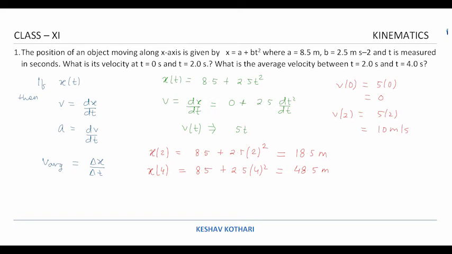So now the question is asking us to calculate average velocity, and if we write average value of velocity, then we can write it as position at 4 second minus position at 2 second, divided by the duration of time, that is 2 seconds. So we can write it as 48.5 minus 18.5, which is equal to 30 by 2, and we get the average value to be 15 meter per second. So with this we end this particular question. Let us move to the next question.